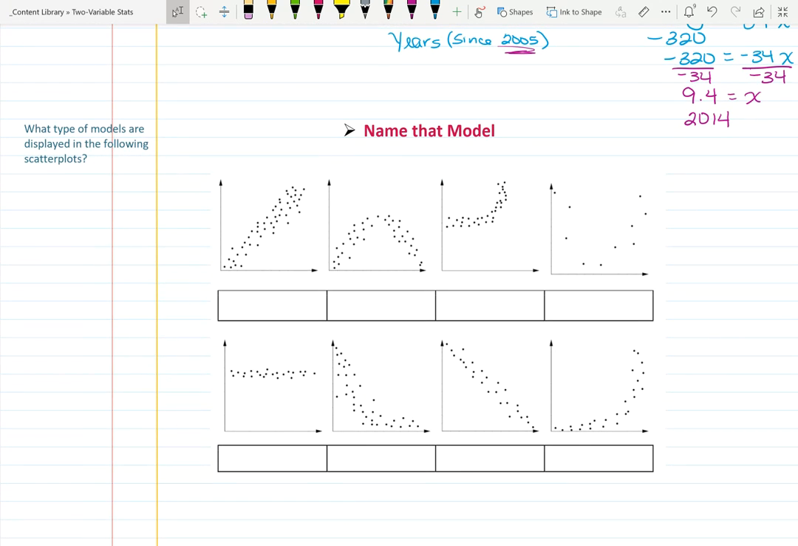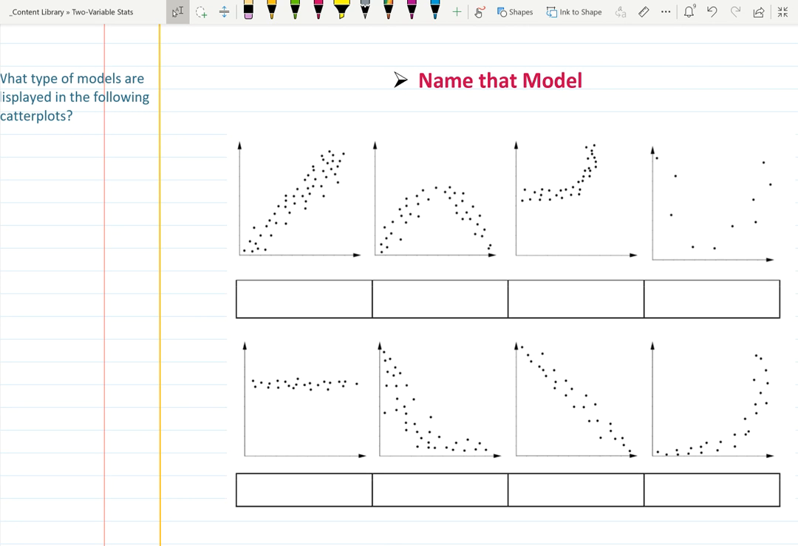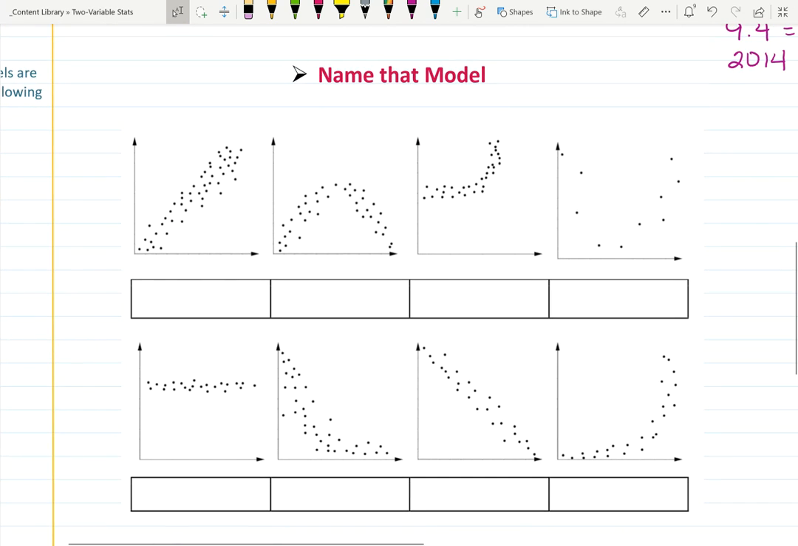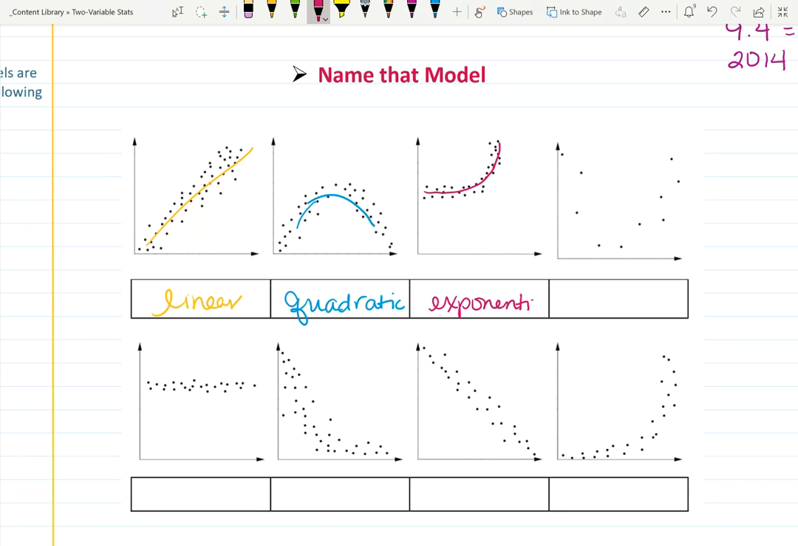Again, this is probably one of the easier parts: what type of models are displayed in the following scatterplots? What do these models look like? My first one, what does this trend look like? It looks linear to me. That's all you've got to do. How about the next one? Here I see a parabola, so that makes it quadratic. The next one, I'm seeing that nice exponential curve. We can see our data is growing, so that's exponential growth. So you should have a B term greater than 1.